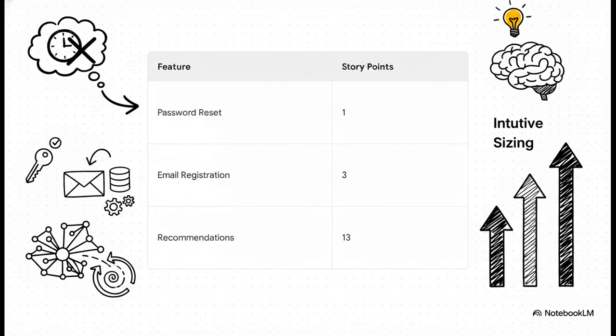And when it comes to estimating these stories, developers usually don't use hours or days. Why? Because let's be honest, humans are notoriously bad at guessing time. Instead, they use relative story points. So the team might agree that a super simple password reset feature is our baseline. Let's call it a 1. Compared to that, email registration might be a 3 because it requires email validation and database integration. But a feature like personalized recommendations, now that involves complex algorithms and massive data. That's a 13. This system is brilliant because it makes sizing the complexity of tasks visually intuitive without getting completely bogged down in arbitrary hourly tracking.